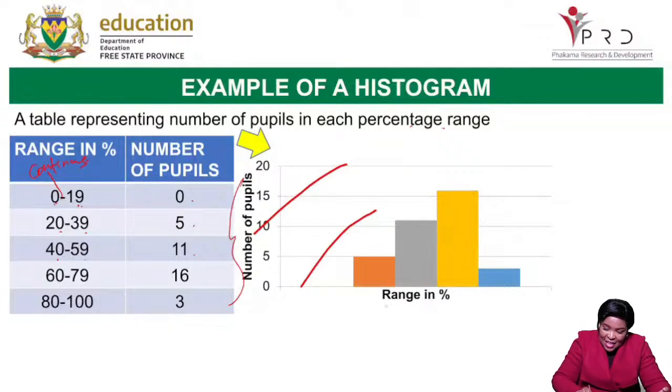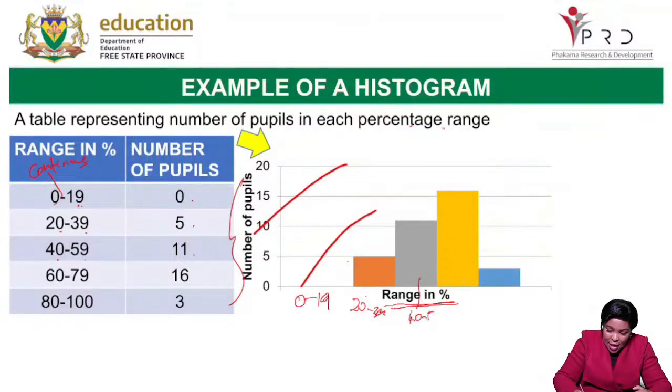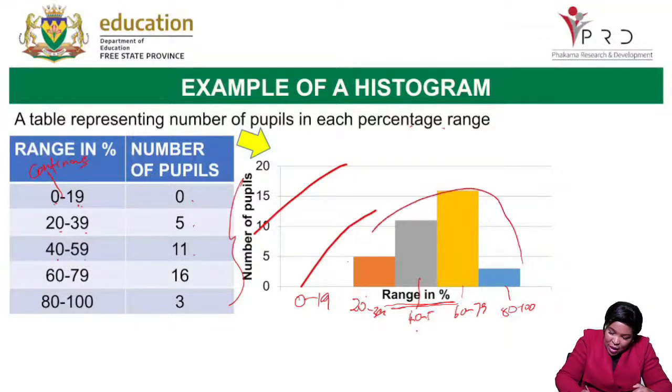Now look at the range in percentages. So here you will have your 0 to 19. Then here at 5 you will have your 20 to 39. This brown one will indicate your 40 to 59. The amber one will be your 60 to 79. And the blue one is 80 to 100. They did not write them, but you see all of these bars are clustered together. There's no space.